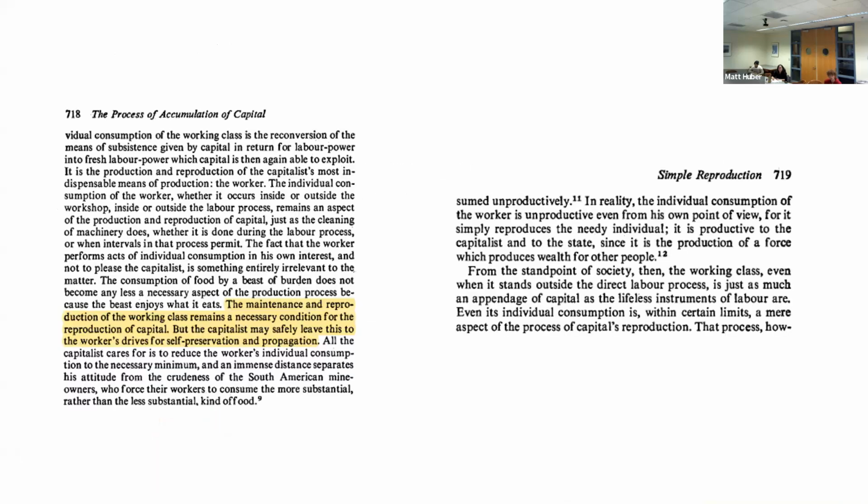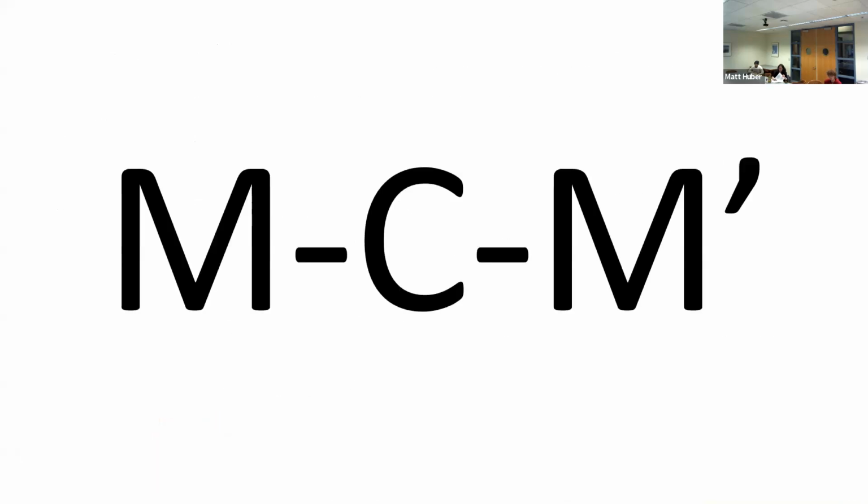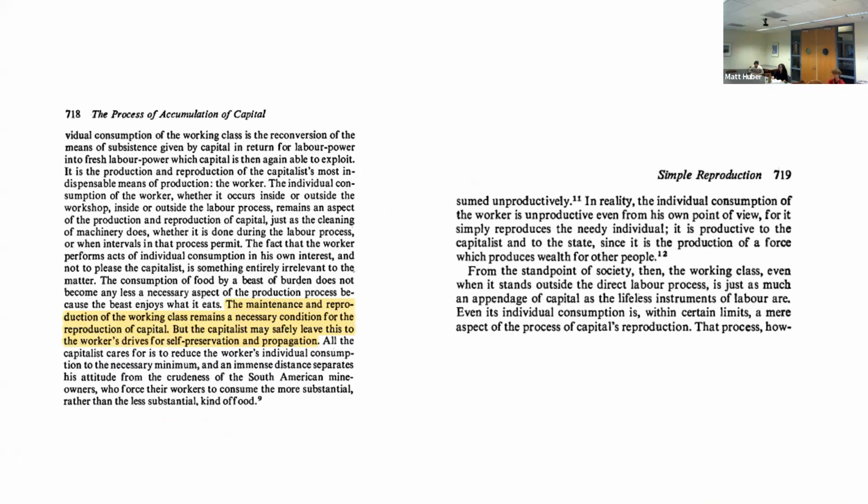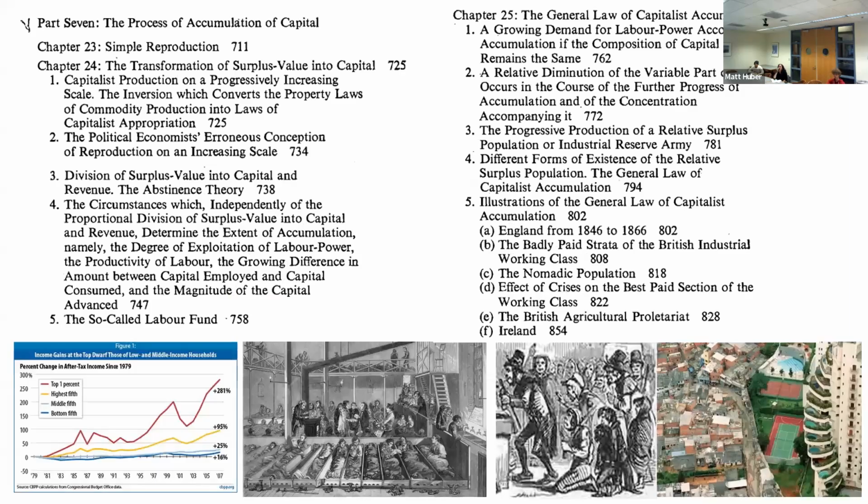So let me go back. I should have put another slide. Again, simple reproduction is when the capitalist consumes all the surplus value for their own delights. Accumulation is when they take the surplus value and reinvest it into growing or accumulating the scale of operations. So hiring more workers, building more technologies, building more factories, whatever. That's what accumulation is: taking that surplus value and reinvesting it.